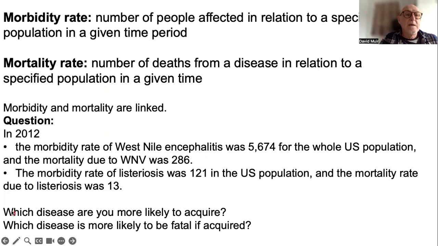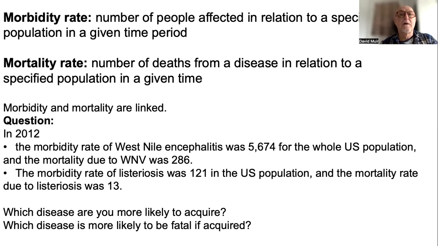And we see here, for example, two diseases. Here's West Nile encephalitis. West Nile encephalitis is an interesting disease. It is one which is becoming more common in the United States because of global climate change, because it's transmitted by mosquitoes. So the morbidity rate for West Nile encephalitis, which is an inflammation of brain tissue, was 5,674 for the whole US population. It's the morbidity rate for the whole population. The mortality rate for the whole population was 286.